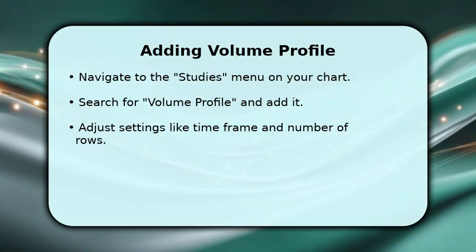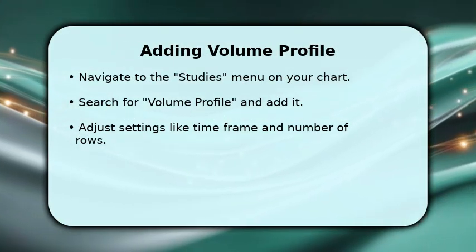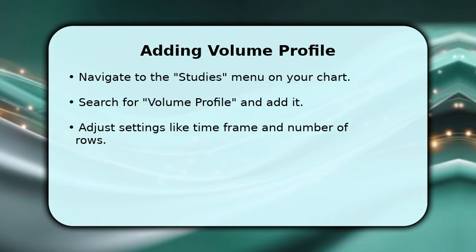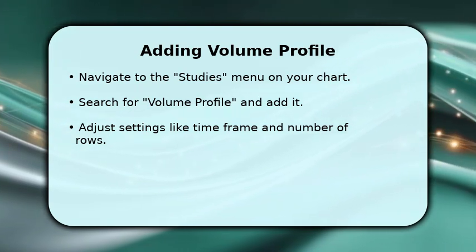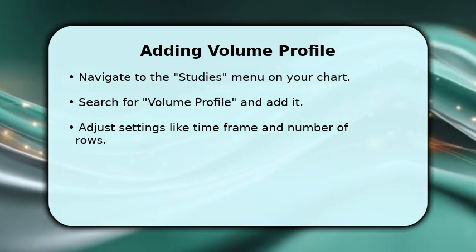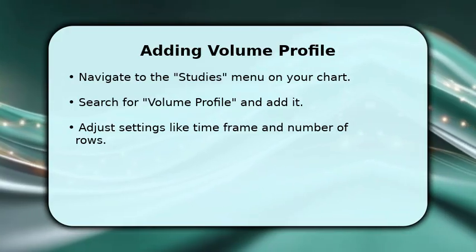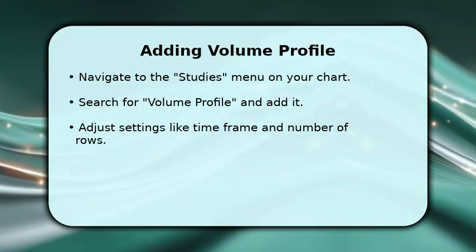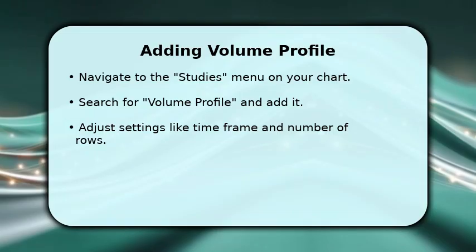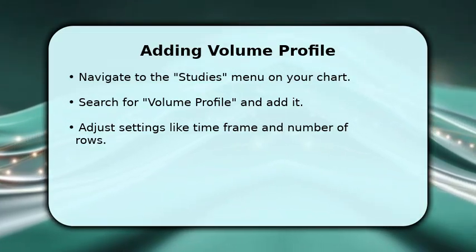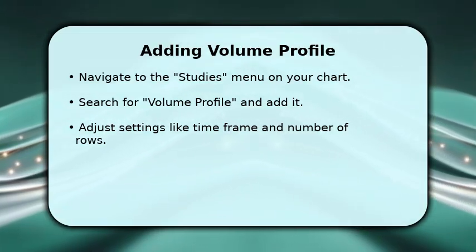To add the volume profile, go to the studies icon at the top of your chart. Click Add Study and type Volume Profile into the search bar. Select it and click Add. You can then customize its appearance and parameters, such as the time frame it covers or the number of horizontal rows, to fit your analysis needs perfectly.